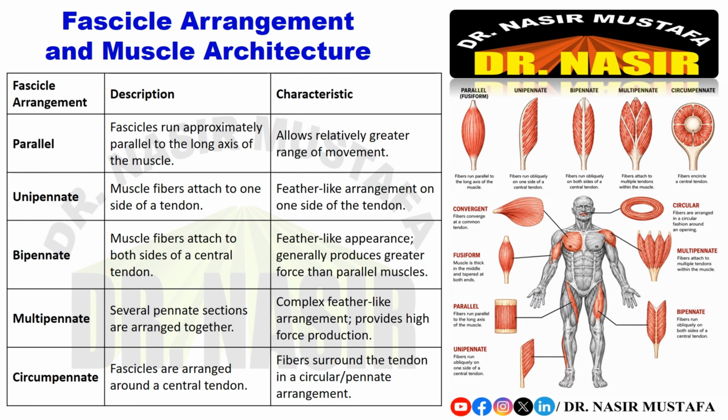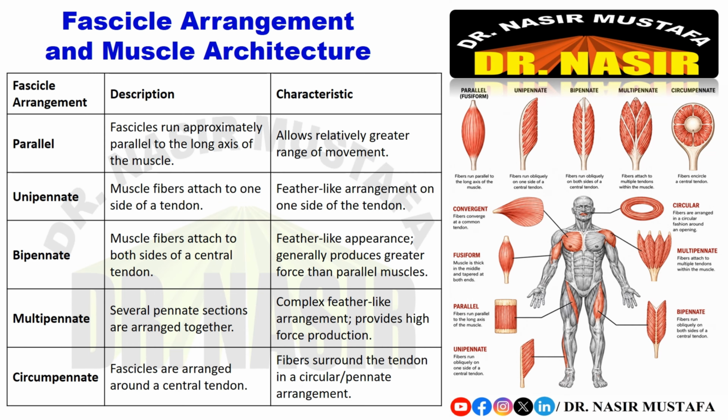Muscles can also be classified according to the arrangement of their muscle fascicles. The first major pattern is parallel arrangement. The fascicles run approximately parallel to the long axis of the muscle. In unipennate muscles, the muscle fibers attach to one side of a tendon. In bipennate muscles, fibers attach to both sides of a central tendon, giving the muscle a feather-like appearance.